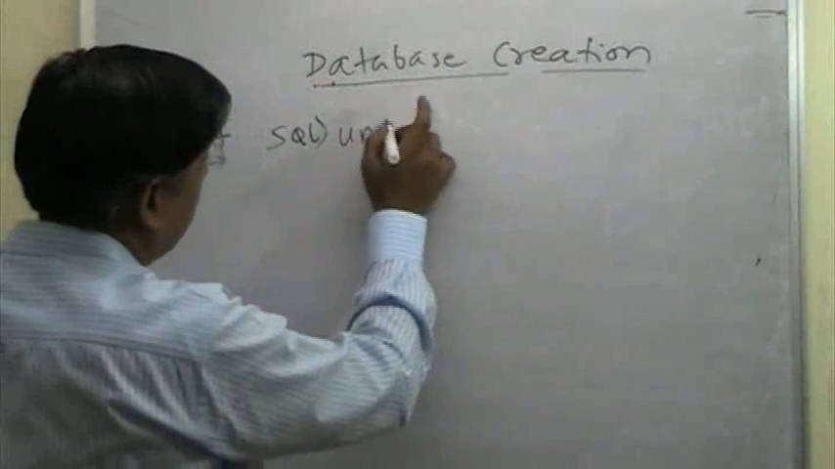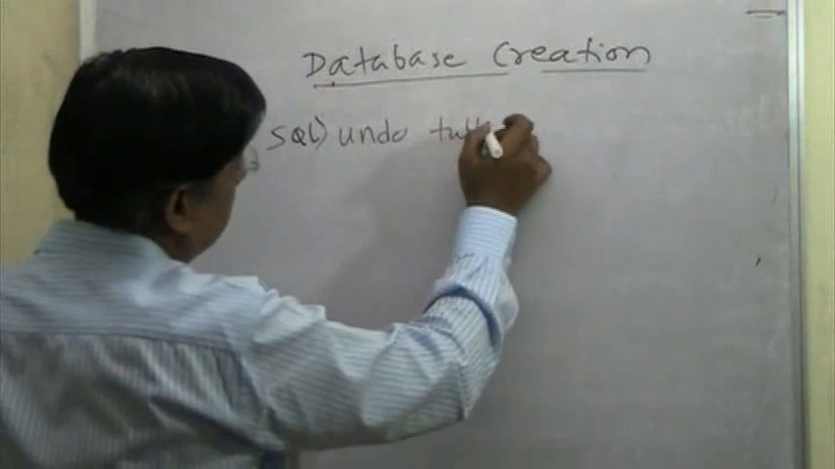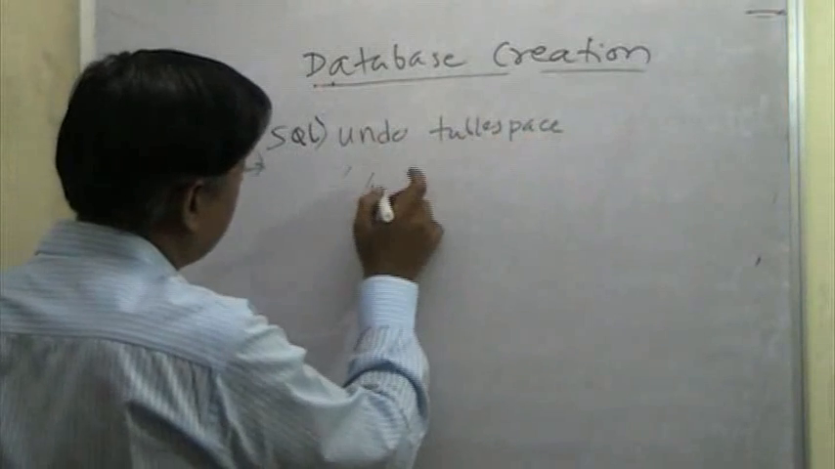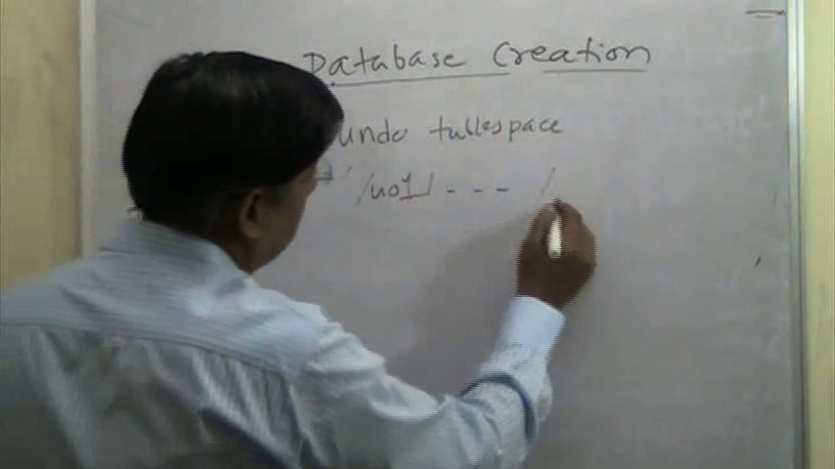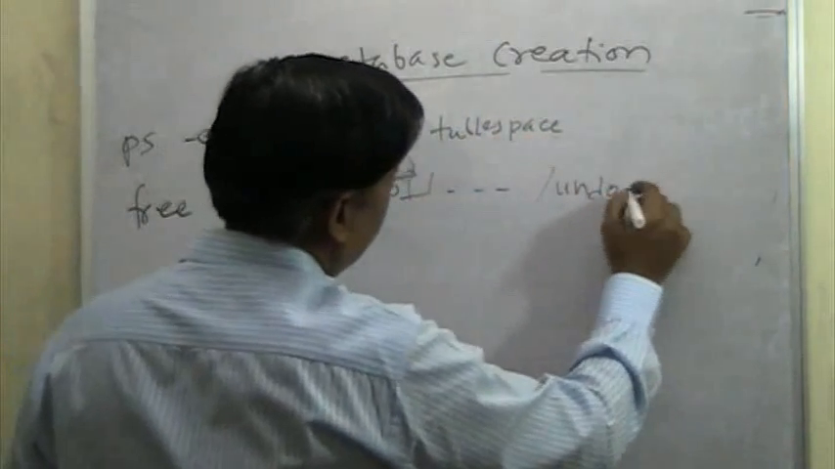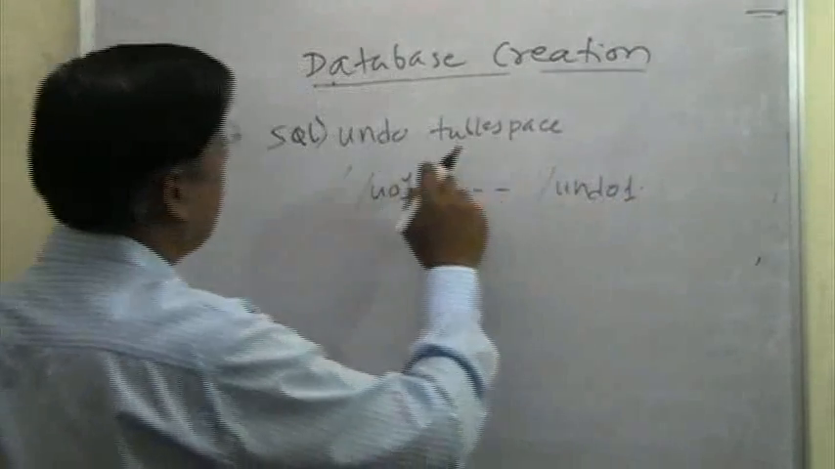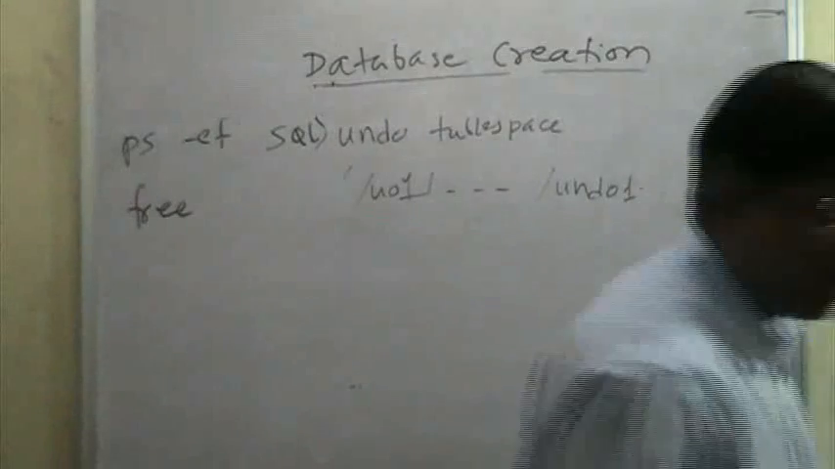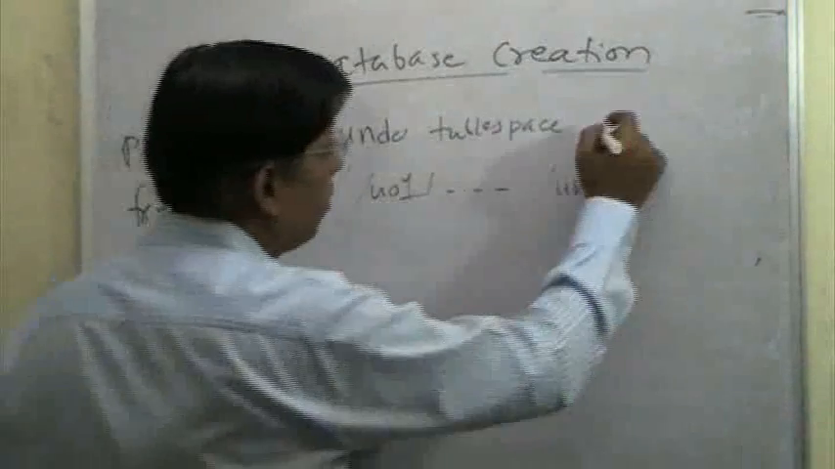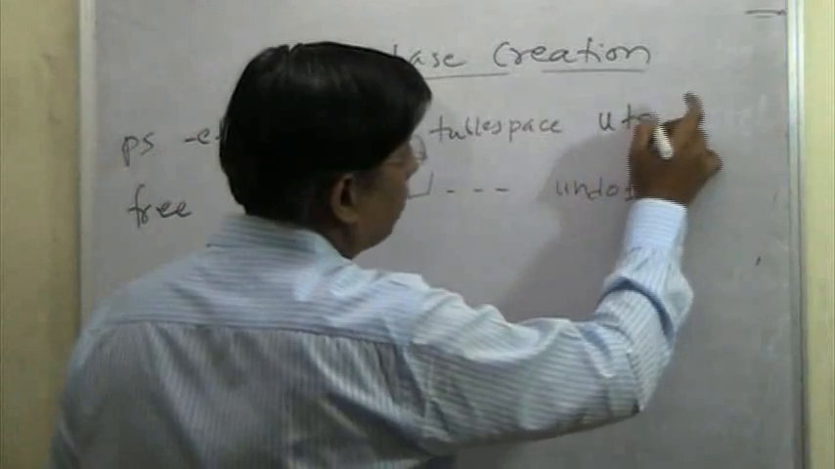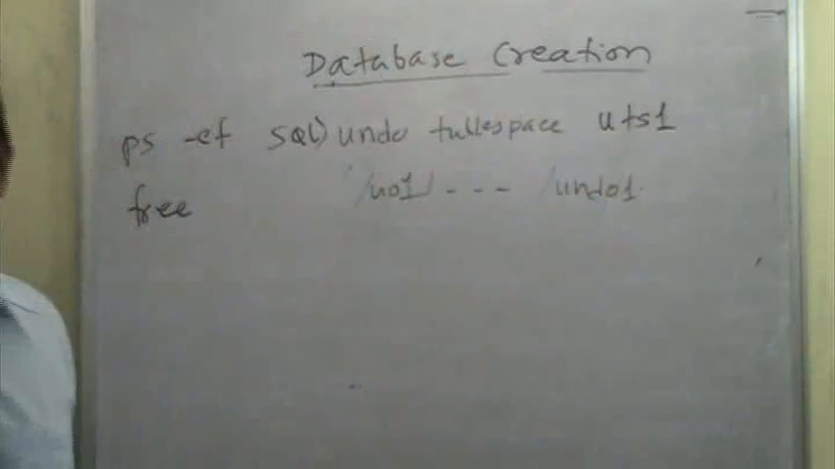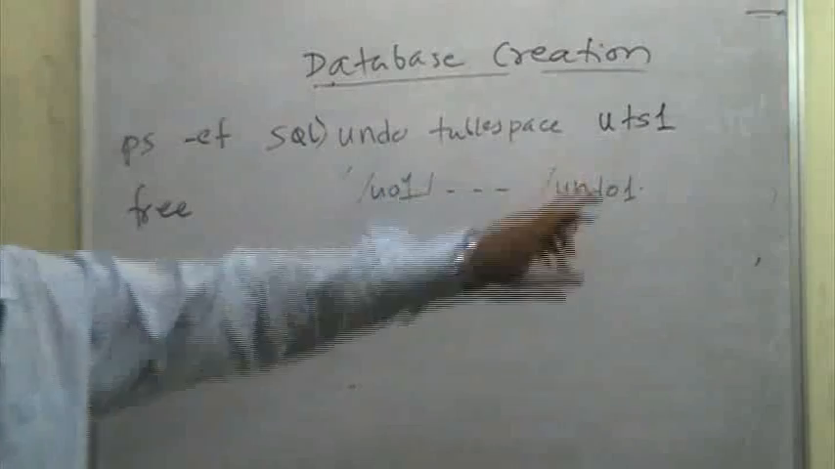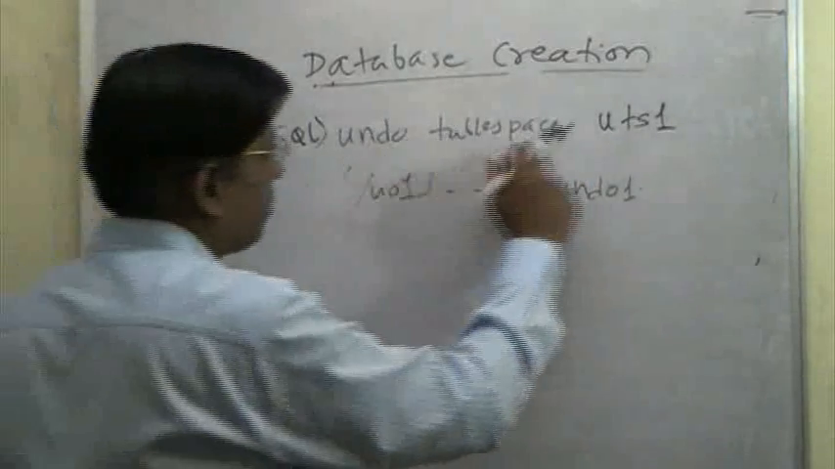So we will write undo tablespace, and again the file u01 undo. No, undo tablespace. What was the name of the undo tablespace that we had given? It was UTS1. That was written inside our file, so that must be written over here. If you by mistake use something else, it will be a problem. So undo tablespace UTS1.